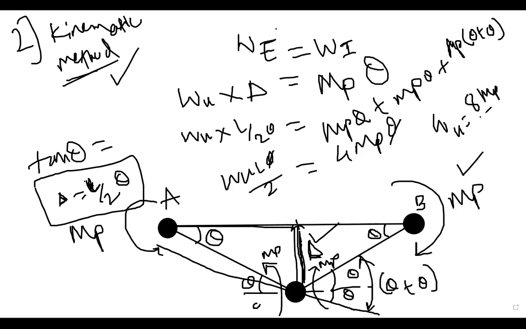As we have discussed for the static method, the answer is the same for fixed beam subjected to point load at the center. So WU is equal to 8 MP by L. That is the collapse load for fixed beam subjected to the point load at the center.